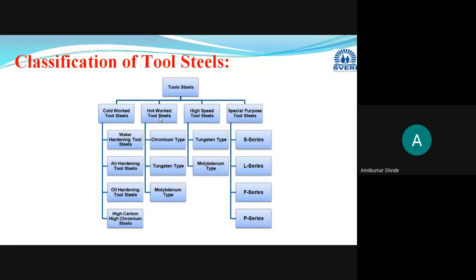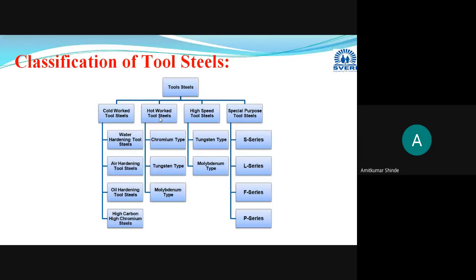The last type, that is the special purpose tool steels. Now here we are using, depending on some specific applications that I will explain to you later. Depending on some specific application, some steels are categorized in these special purpose tool steels, and these are classified in different ways depending on whichever applications we are using, that we will discuss in the later half of this lecture or in the next lecture.